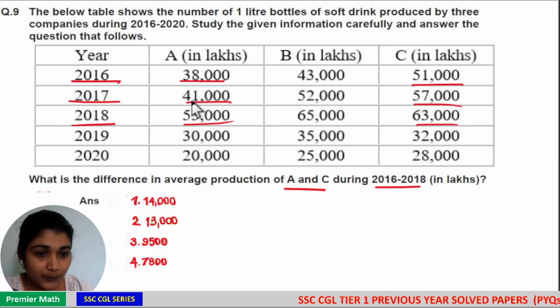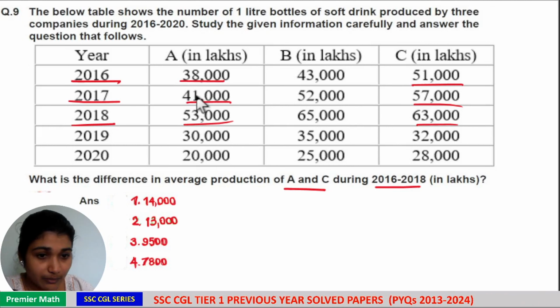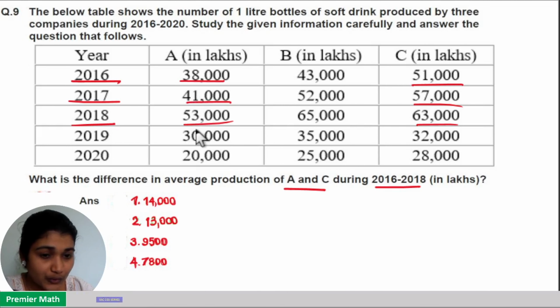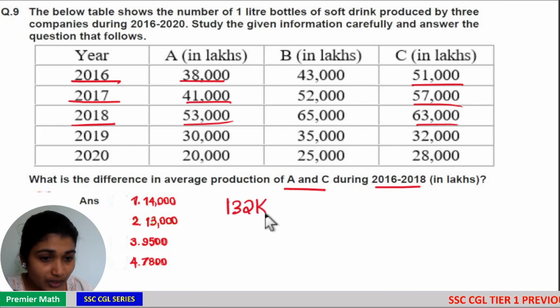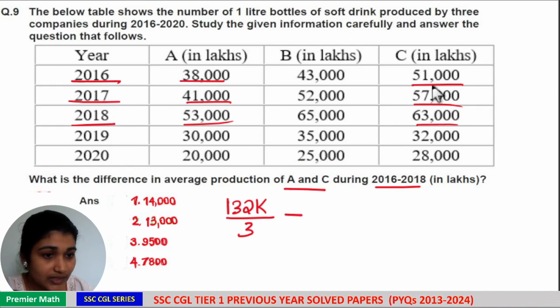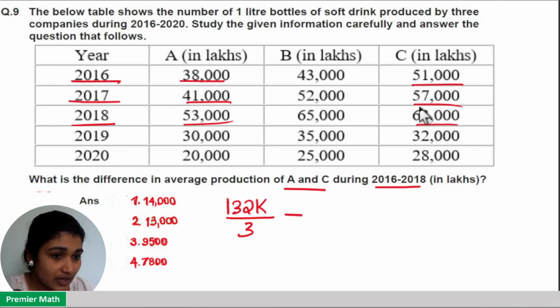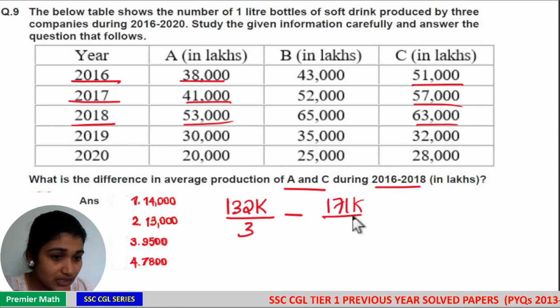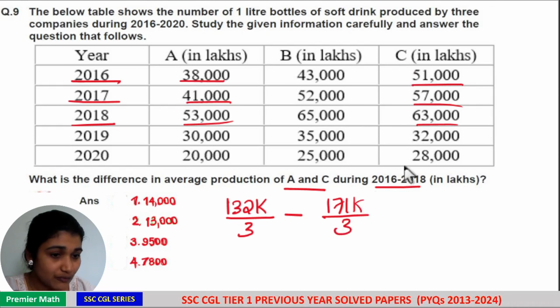Here A is equal to 50 plus 40, 90, 90 plus 30, 120. And here 8 plus 1, 9, 9 plus 3, 12. So 120 plus 12 is equal to 132. 132,000 divided by 3 is the average of A for 3 years. Now take the average of C for 3 years. 57 plus 63 is equal to 60 plus 60, 120. 120 plus 51 is equal to 171. So 171,000 divided by 3 is the average of C for 3 years.